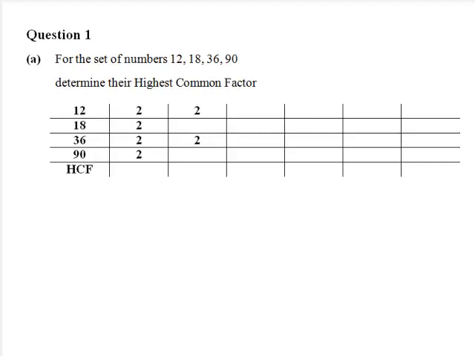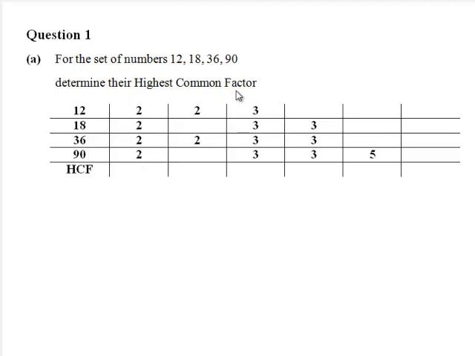So we can now go back to the 12, where there's a 3 in the 12. Now the 18 divided by 2 is 9, so there are two 3's in 18, and equally there'll be two 3's in 36. 90 divided by 2 is 45, and 45 is made up of 3 times 3 times 5, so we can write that in there.